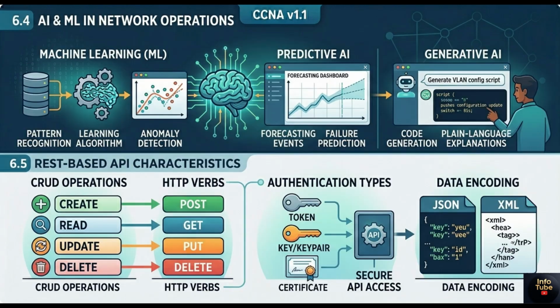6.4. AI and machine learning in network operations. Modern networks use artificial intelligence to stay healthy. Predictive AI. This looks at historical data to find patterns. It can warn an engineer that a hardware component is likely to fail next week or that traffic will spike at a specific time. Generative AI. This can help engineers create configurations, write scripts, or explain complex troubleshooting logs in plain language. Machine learning. This allows the network to learn what normal traffic looks like. If it sees something unusual, like a sudden data leak, it can automatically alert the security team.